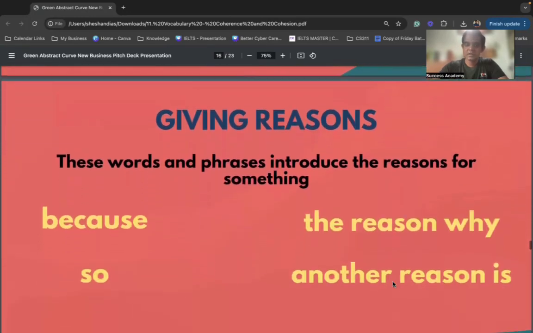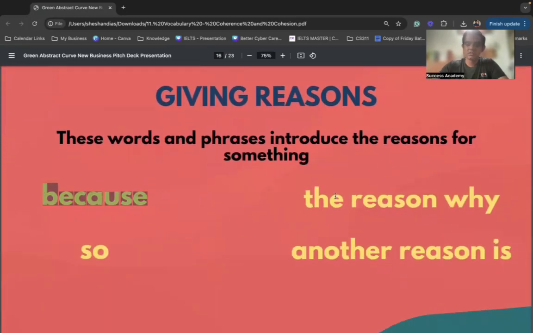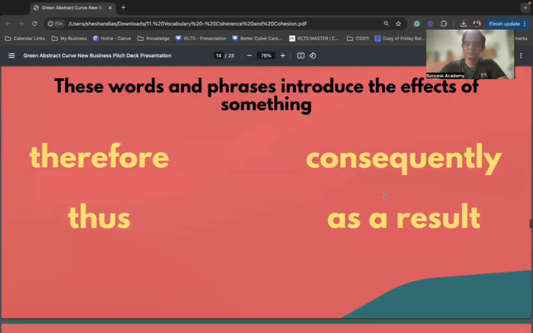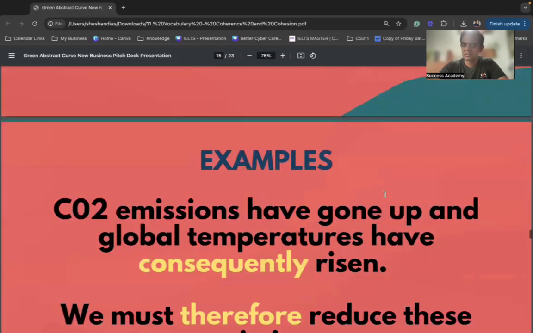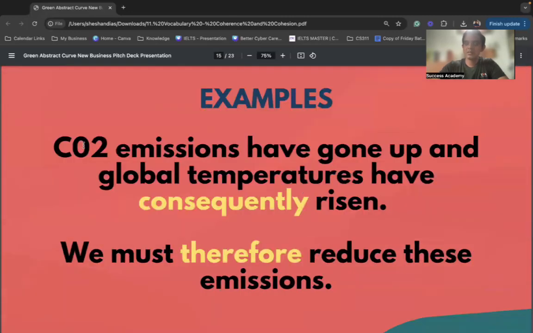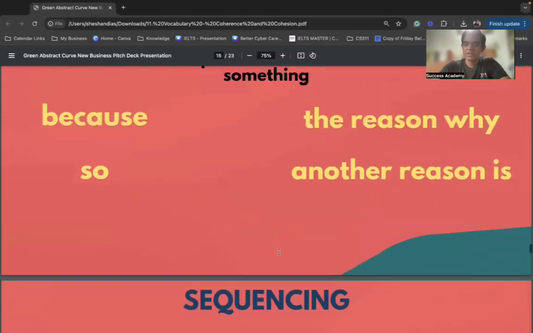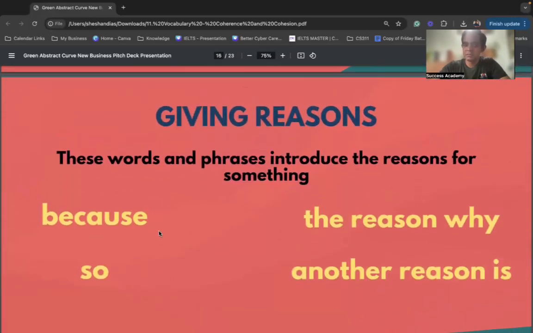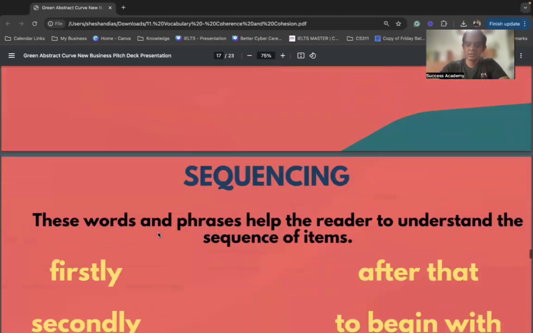All right. So giving reasons: because, the reason why, so, another reason is, right? The difference between describing effects and giving reasons is that, if something happened directly and there is an immediate repercussion, an immediate consequence, we can use these words: consequently, therefore, right? But if you're giving a definite reason for something, we can use because of, the reason why, right?